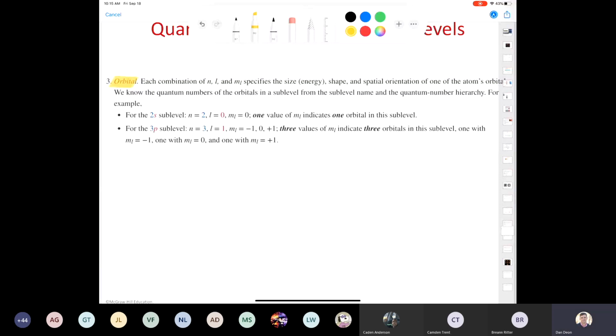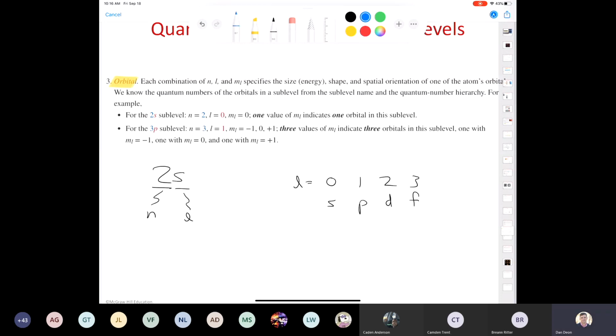Let's examine this carefully. I want to make sure that everybody follows me before I get too far. The 2 is equal to the n. The s is equal to the L. And I told you that when L is equal to 0, 1, 2, or 3, it indicates an s, p, d, or f orbital. So that tells you that for the 2s, your L is equal to 0. And if your L is equal to 0, then your ML has to be 0. All right? Let's take a look at another example.